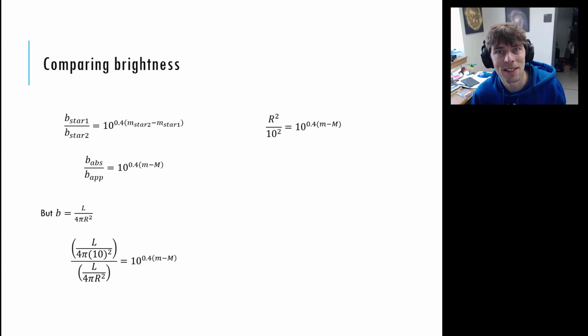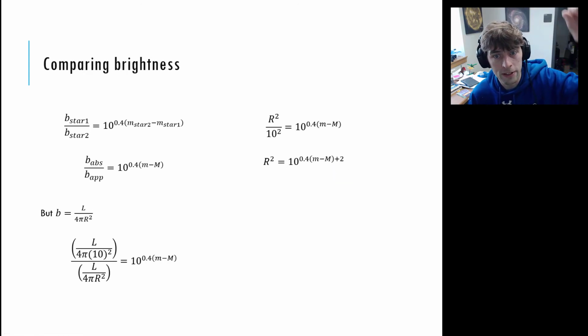Let's multiply both sides of this equation by 100. And notice if I multiply this side by 10 squared, the left side gets multiplied by 10 squared, the right side gets multiplied by 10 squared. And so I can just write that as the original and then plus 2, right? If I multiply 10 to some exponent by 10 to another exponent, I can just add the exponents. I'm going to take the square root of both sides.